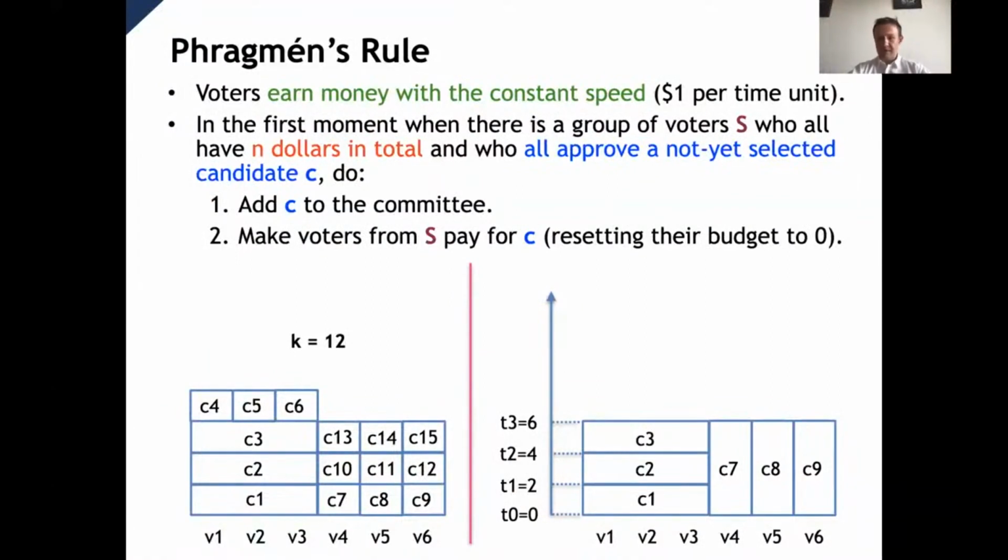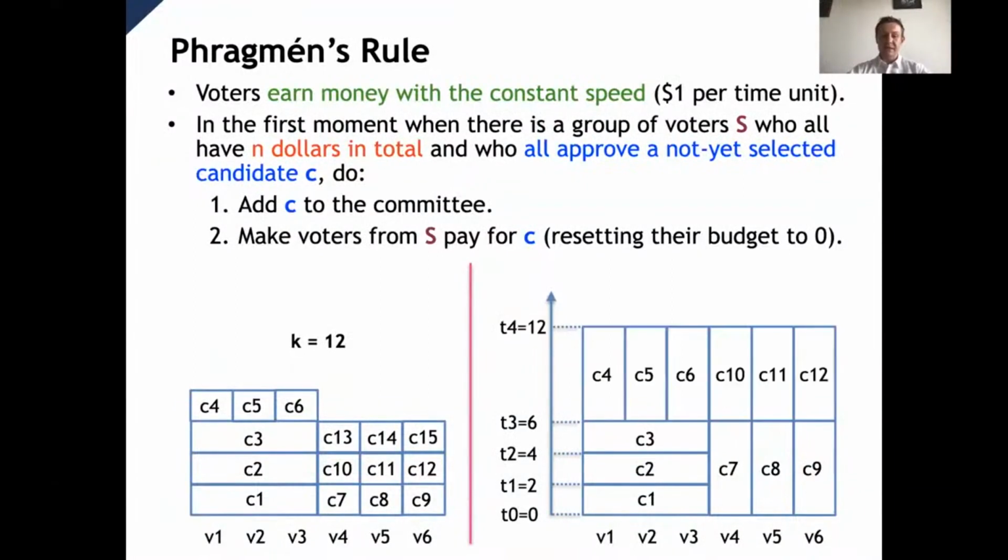Similarly, V5 has enough money to buy a candidate she approves of, that is C8, and C9 will be also selected. Next, at time 12, each of the voters can collect $6, so each of them can buy a single candidate that she approves of. After such a purchase, 12 candidates are selected, so the rule stops, and these candidates shaded in the left picture are those which will be selected by Phragmen's rule.